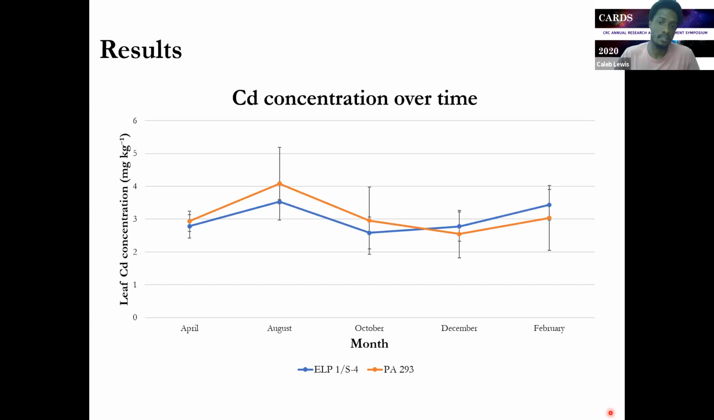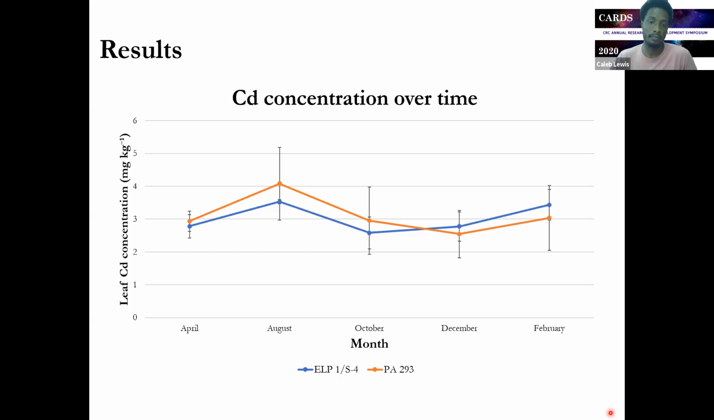So from the results, what we saw is that there seems to be a pattern. Now, I'm still analyzing and collecting the data, but what we can see is that these 2 accessions show a temporal pattern where the cadmium concentration in leaves increases from April to August, and then decreases from August to October, and at some point between October and December, it starts to increase slightly again. While this temporal pattern is consistent between both, the cadmium concentrations between these time periods were not significantly different.